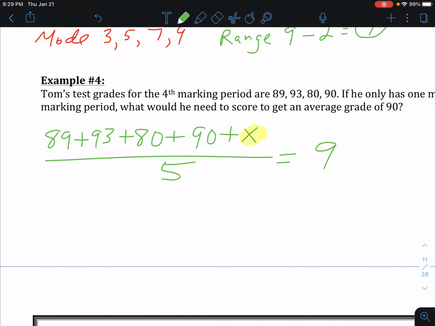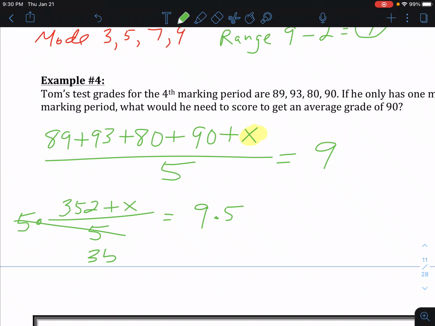So we actually have to solve this equation. First thing we want to do, it's actually easier than it looks. Don't be intimidated by this. So we're going to add up those 4 numbers. We're combining like terms on the top. So this would be 352 plus x divided by 5. Now we can get rid of the fraction. Multiply both sides by 5, so it'll cancel here. So it's 352 plus x equals 45.